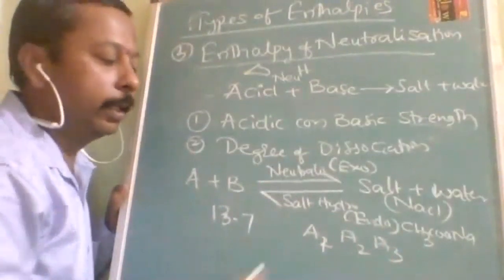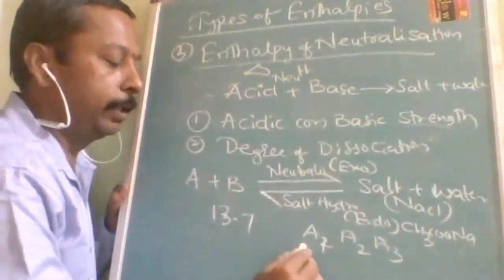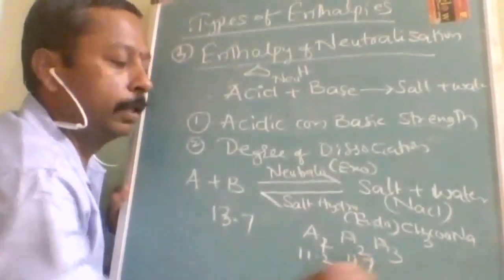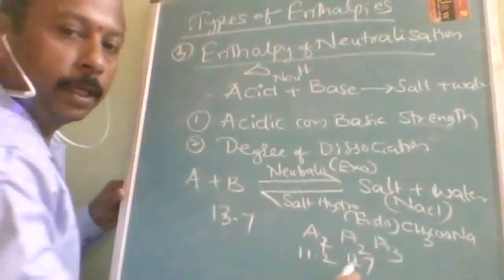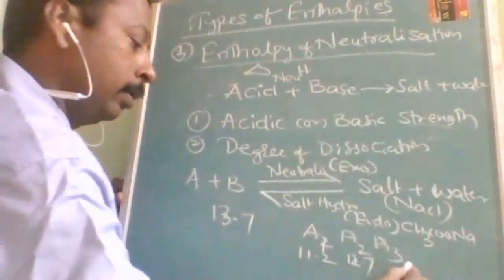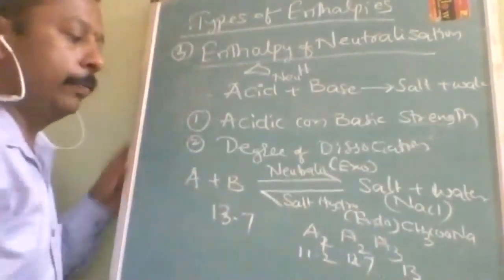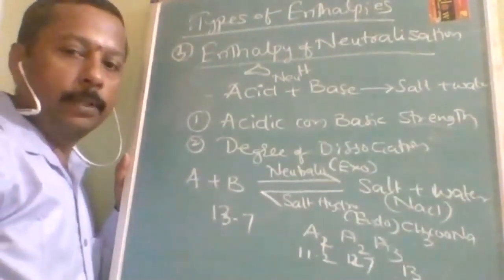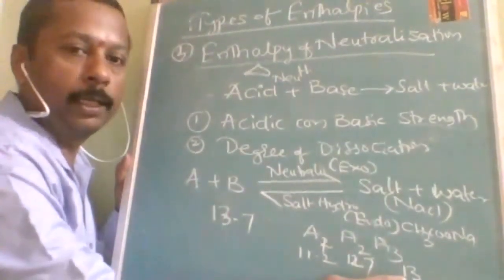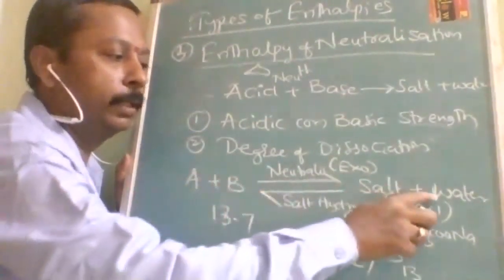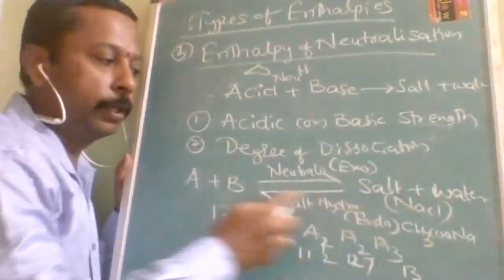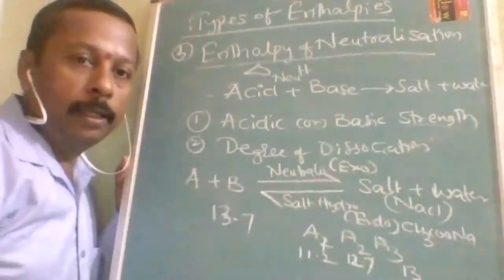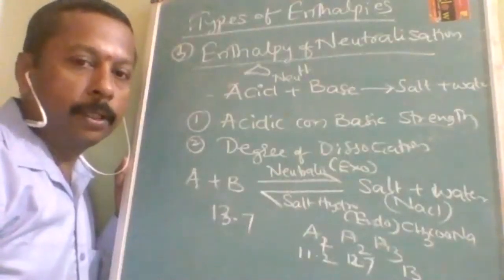Okay, and their enthalpy of neutralization are 11.2, 12.7, 12.7 and 13. Okay, so which is having higher degree of dissociation? This is having higher degree of dissociation. Dissociation will be in this direction, so association will be in this direction. So acid A3 is having higher degree of dissociation and is the strong acid.